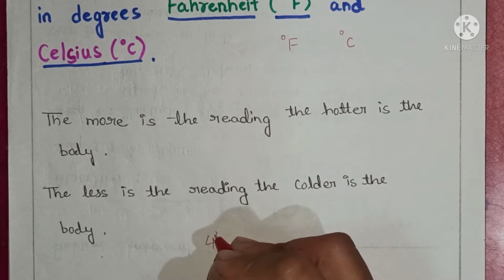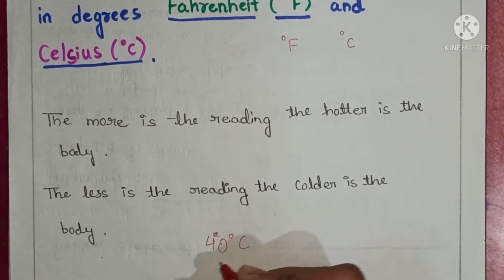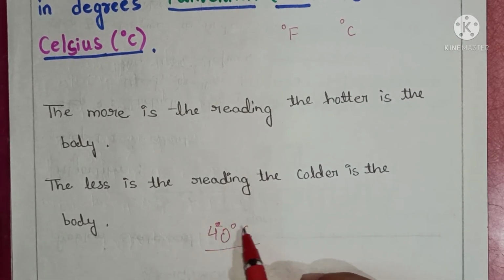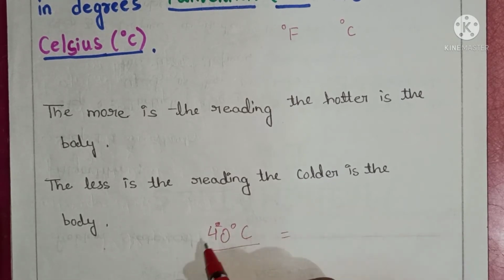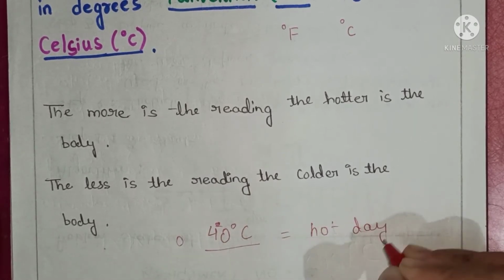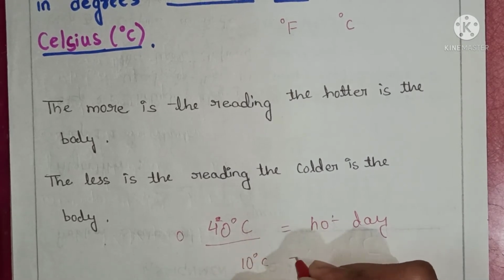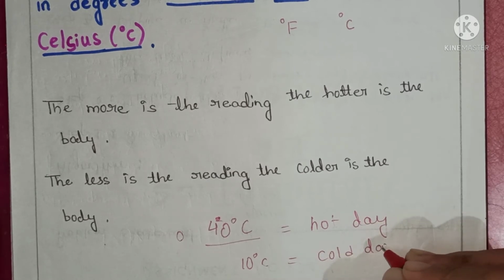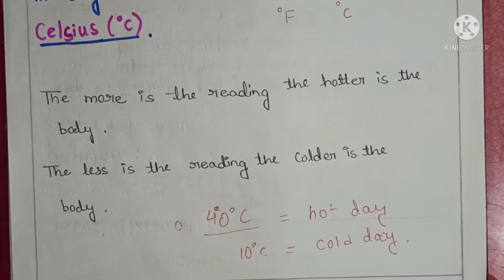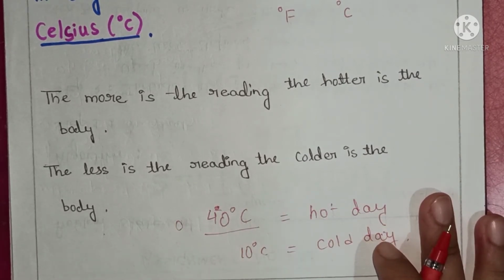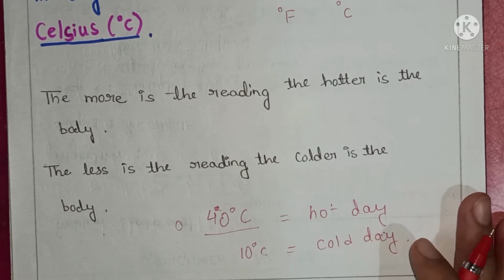For example, say 40 degrees Celsius. So is it a hot day? Suppose the temperature of a day is 40 degrees Celsius. So what would you say? Is it a hot day or a cold day? Of course, it is so much more than 0, right? So it is a hot day. Now if I say 10 degrees Celsius, so this will be a cold day. Okay, or a cool day. So in this way we can determine the temperature shown on the thermometer.